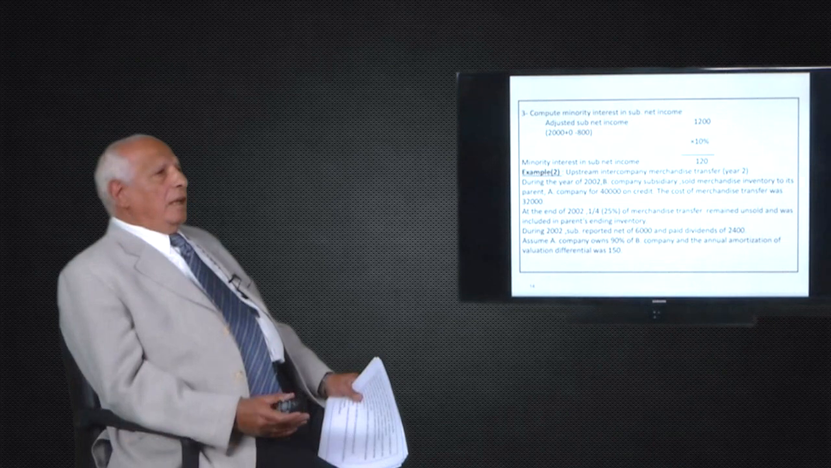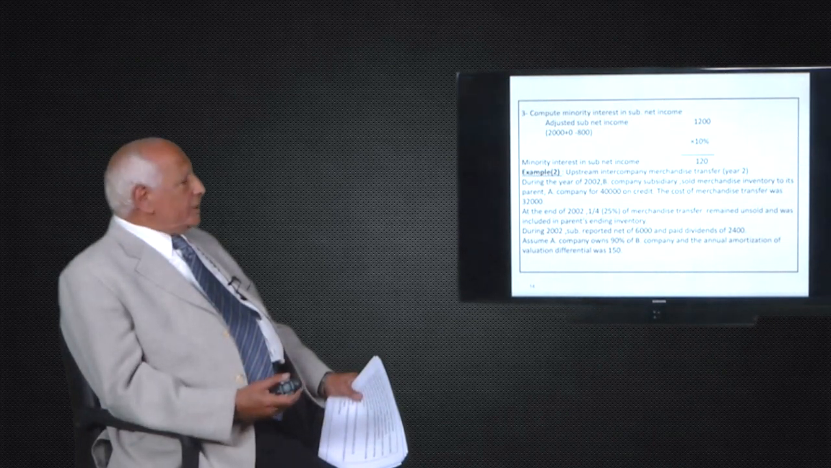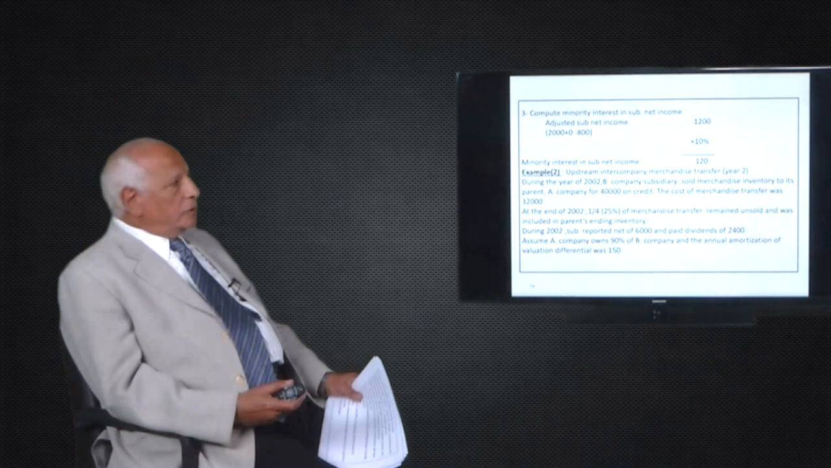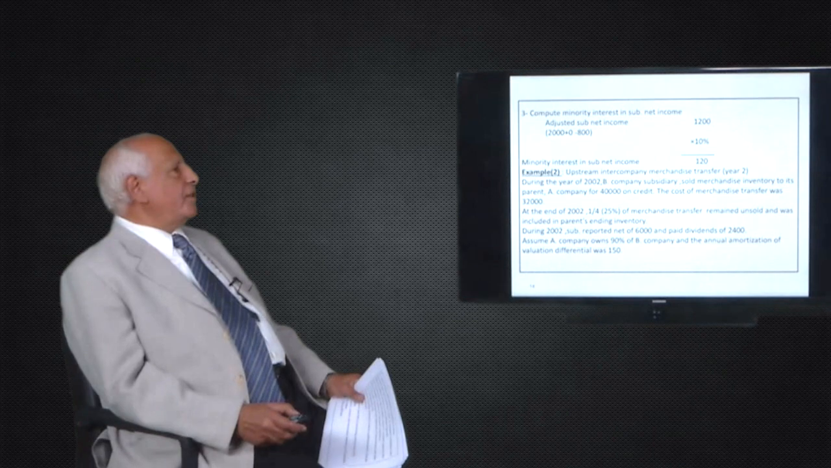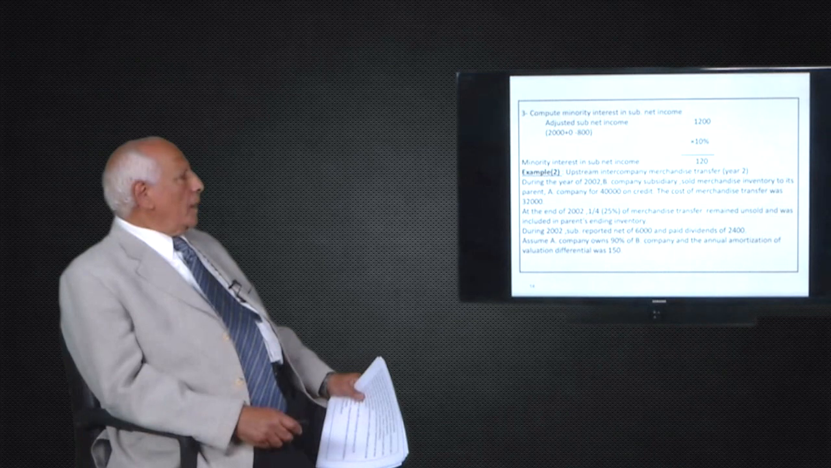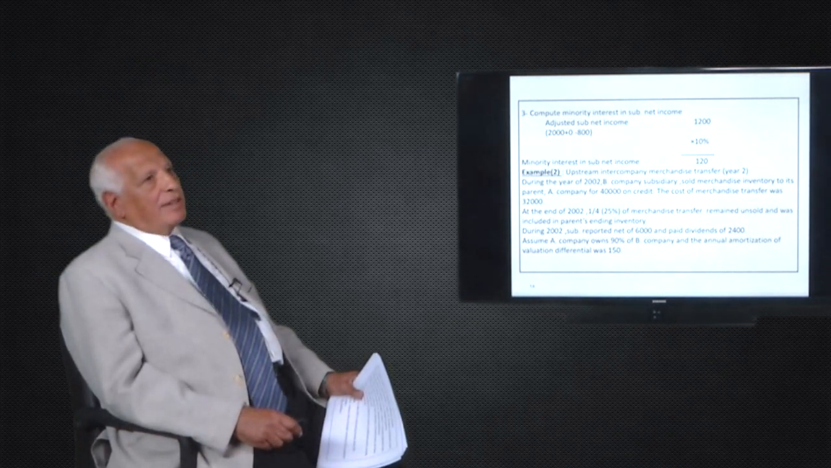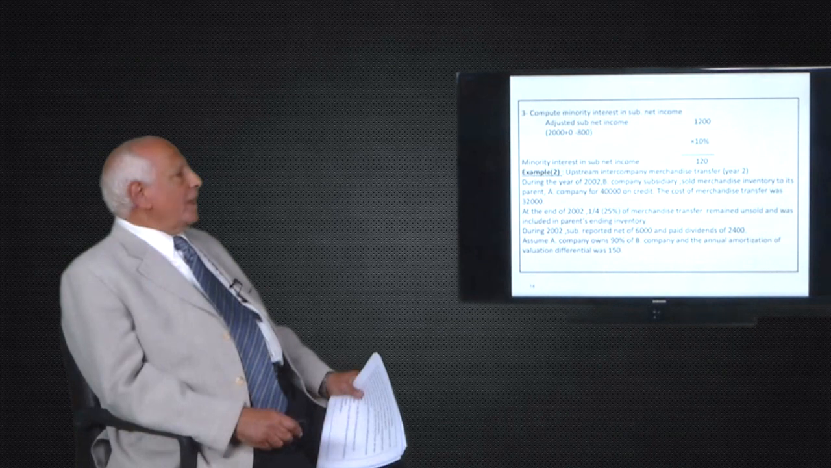Example 2 would be year 2, upstream again. We're still upstream, intercompany merchandise transfer, year 2. Look at the information given. During 2002, B company again sold merchandise inventory to parent A company. How much this year? 40,000 on credit. How much cost of goods sold? 32,000. You have two numbers now, 40 and 32.